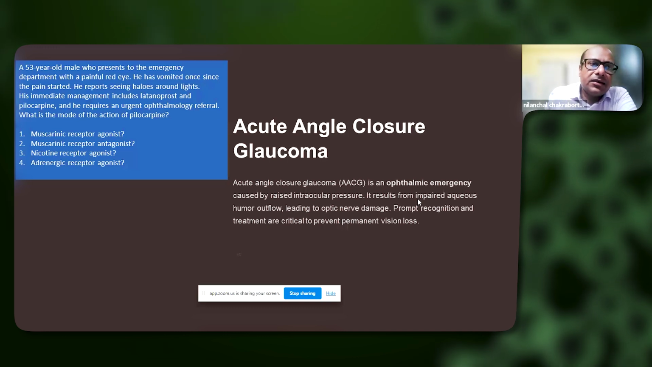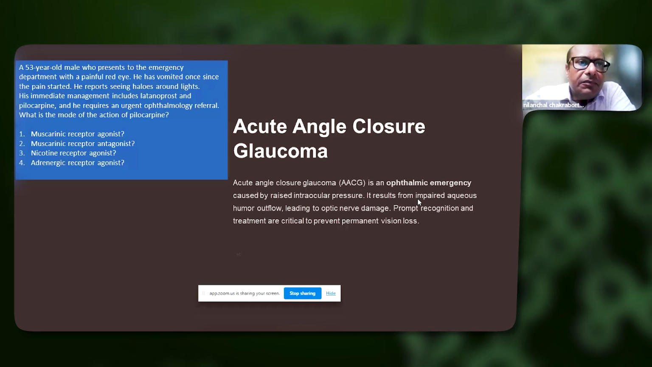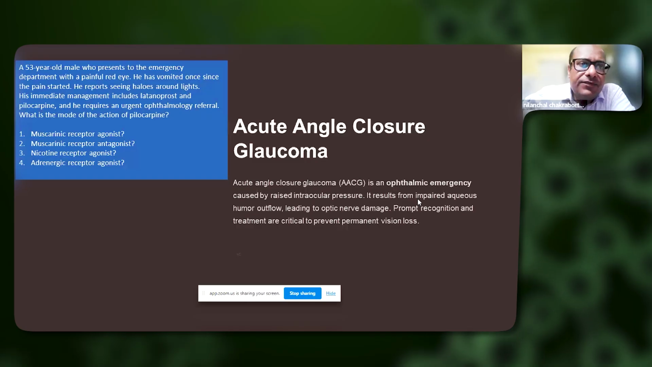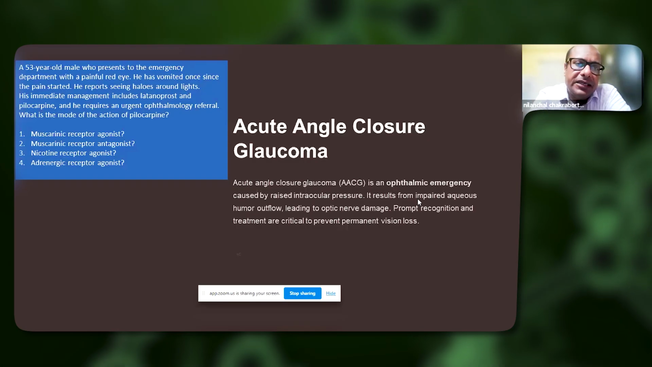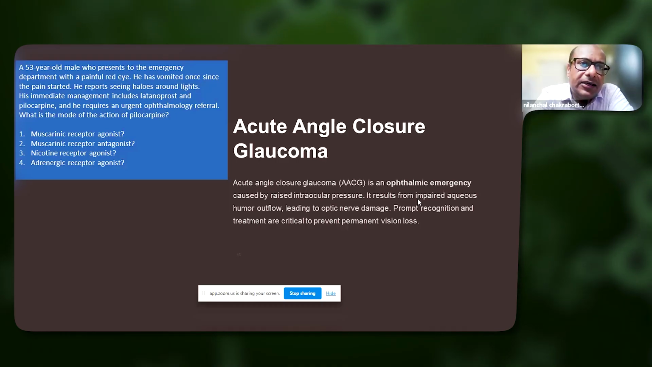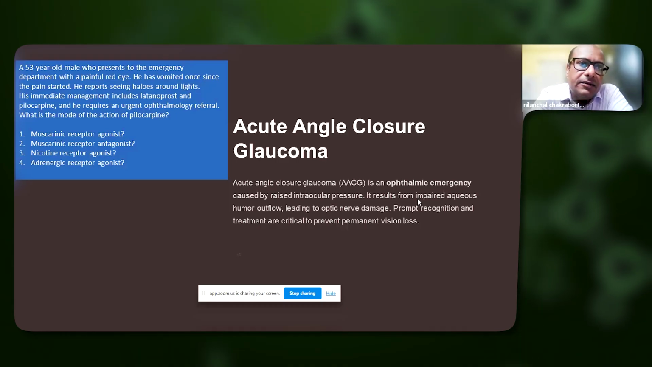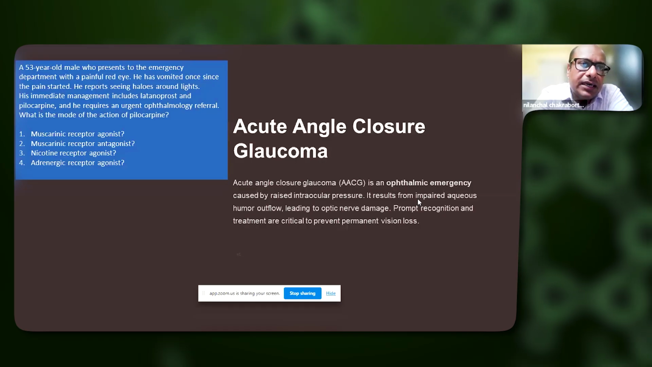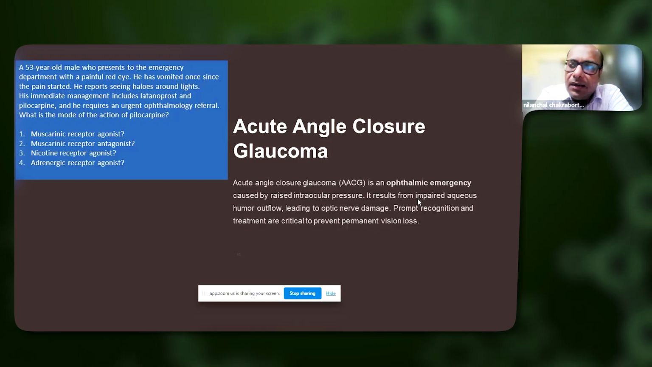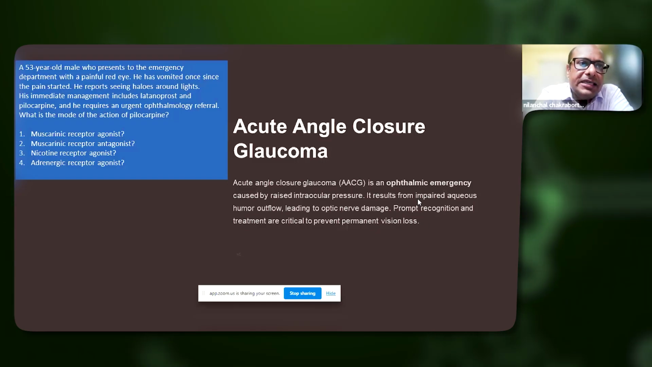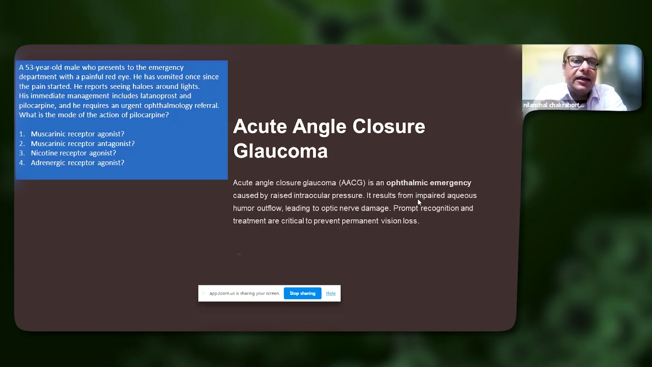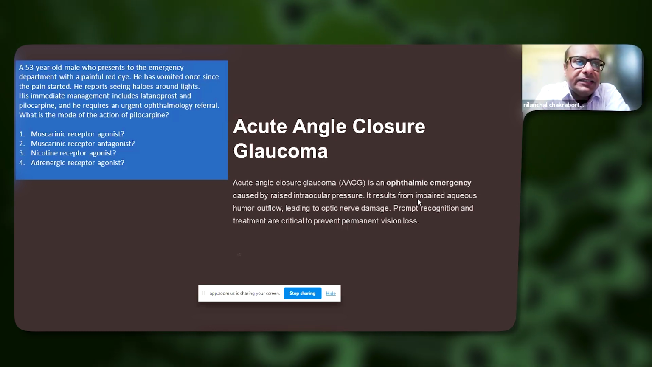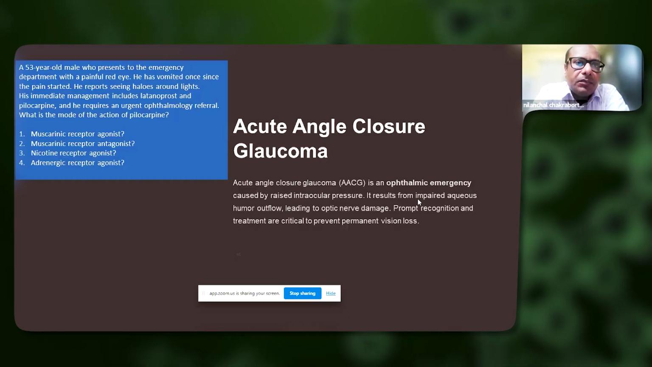In acute angle closure glaucoma, the question may come like this: a 53-year-old gentleman who presents to the emergency department with a painful red eye, most important because painful red eye has other differentials like inflammatory eye disease. The increased intraocular pressure may be causing vomiting. He reports halos around lights, so there is a problem with the visual acuity, which is occurring suddenly. The immediate management includes latanoprost and pilocarpine. So it means that the patient having features of increased intraocular pressure requires urgent ophthalmology referral.